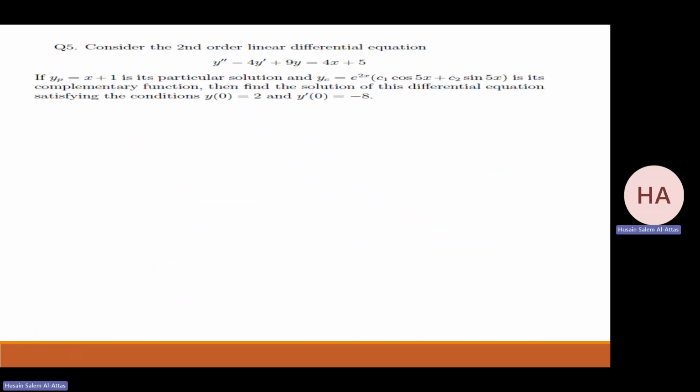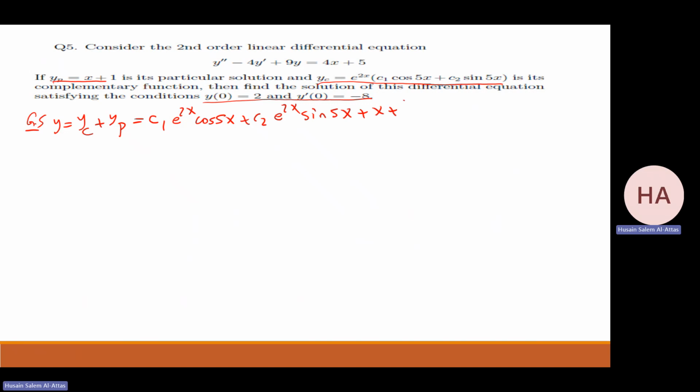Next one is a second order differential equation. He gives you yp, and yc also he gives you. Good. Then find the solution of this. He wants only to check the initial value problem. So he said, then what is my general solution? Y will be yc plus yp. That will be C1 e to the x cosine 5x plus C2 e to the x sine 5x plus x plus 1.